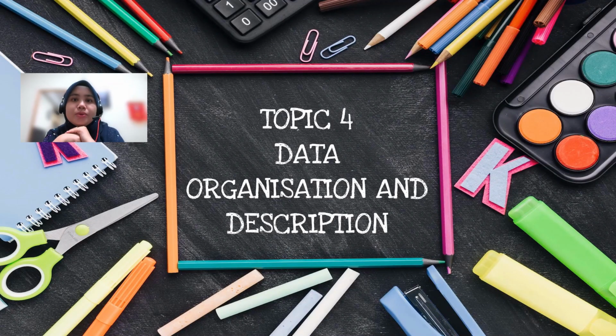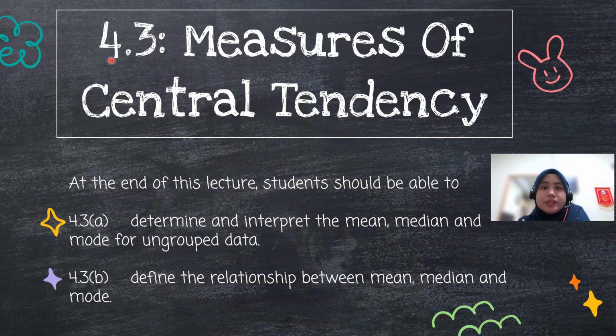So we are still in topic 4, data organization and description, continuing with lecture 3, subtopic 4.3, measures of central tendency. At the end of this lecture, students should be able to determine and interpret the mean, median, and mode for ungrouped data and define the relationship between mean, median, and mode.